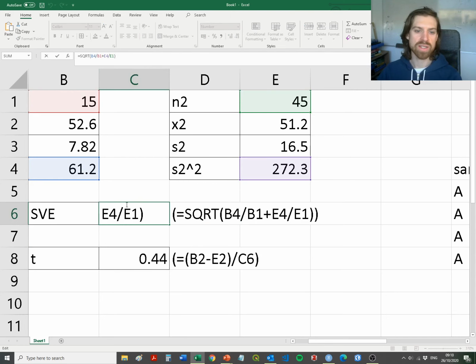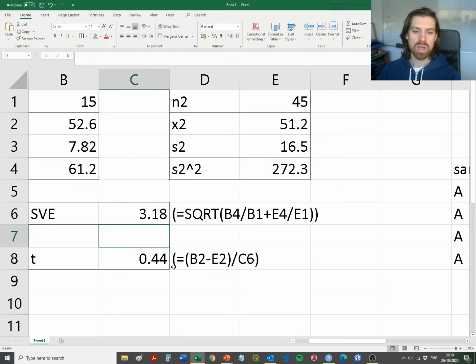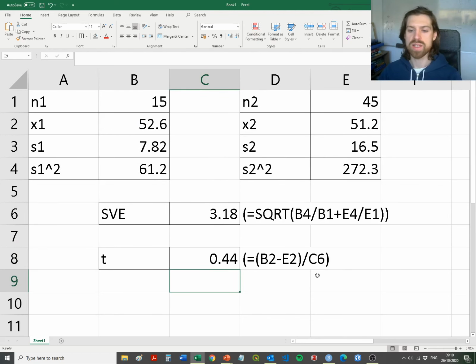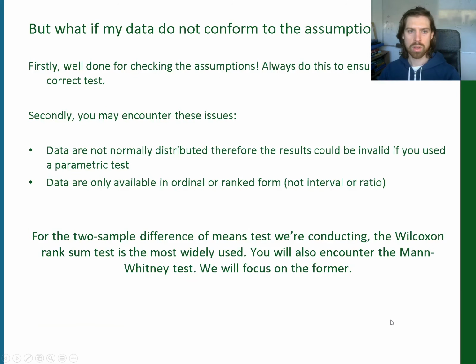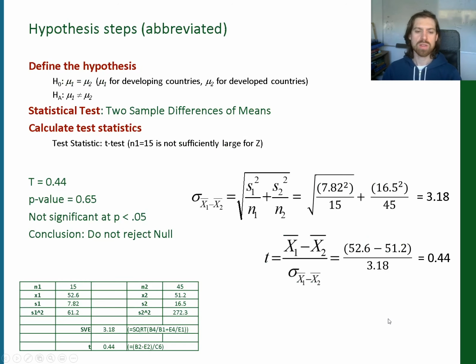Okay, so if you recreate this here, I've put this in as text, but this represents the formula that's generating this particular cell, C6. And also this formula here is the text for the formula that generates this particular cell, C8. So I hope that you'll be able to recreate that and have a think about how these different test statistics are created. Okay, so I think that's good.